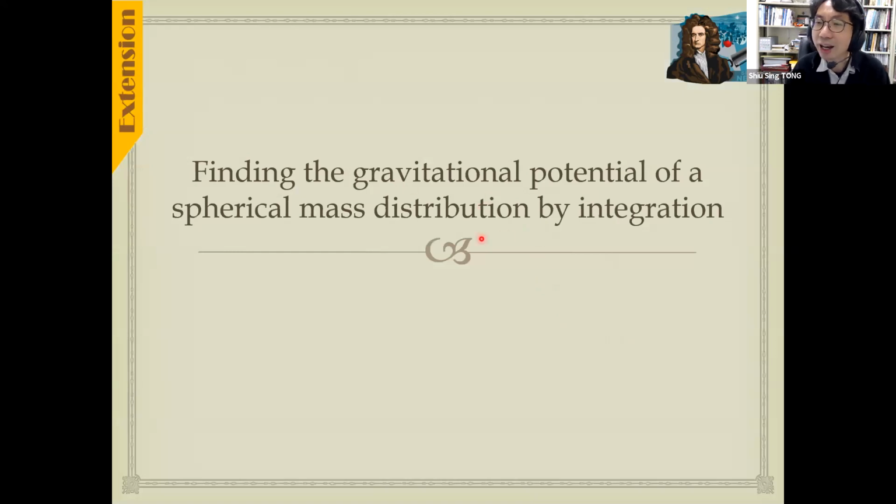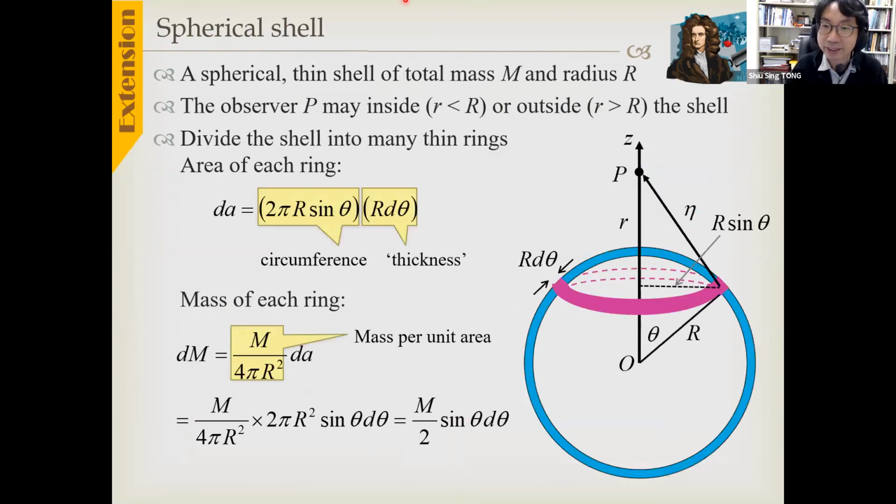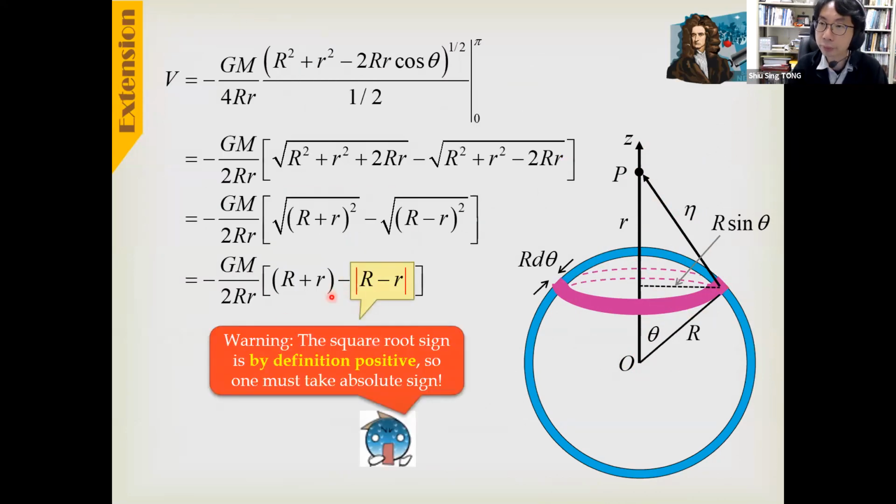Now, this part I prefer not to teach you. This is about finding the gravitational potential of a sphere by using direct integration. I let you try to understand it yourself. We divide the shell into a lot of thin rings, and we calculate the gravitational potential between the ring and a point along the z-axis that goes directly through the center of the shell. That requires a typical integration, and after doing all this, we find this result.